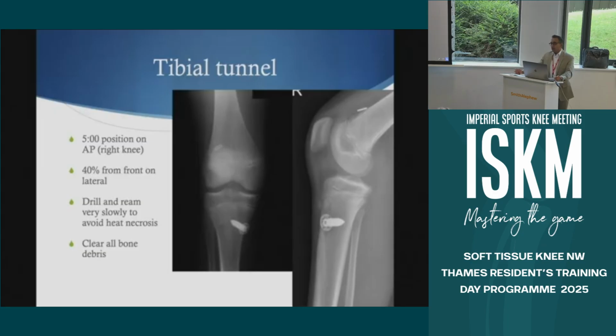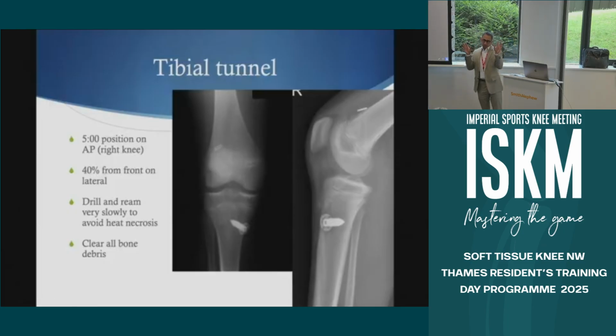What I mean by that is, here, this is not a great tunnel position for an adult. Very vertical. It's transtibial. It's good on the lateral. It's where we want it to be on the lateral, posterior aspects of Blumensaat's line. But why do we do that?